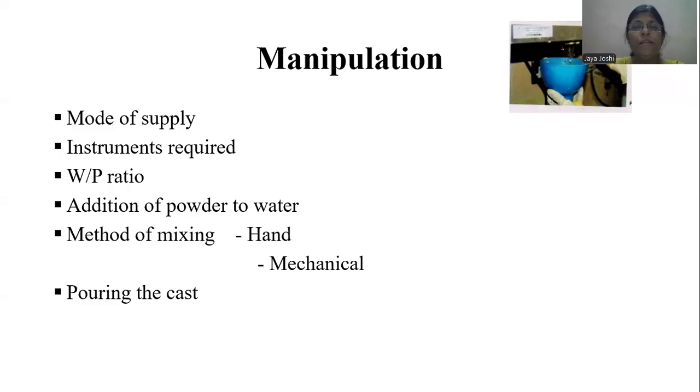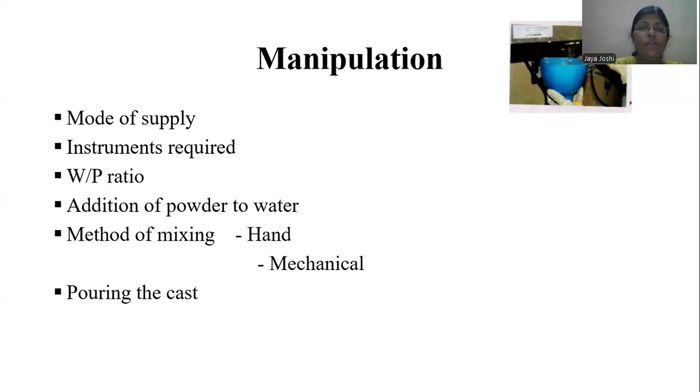Hello, friends. Now, this is the second part of gypsum products. In the first part, we have seen different types of gypsum products, the calcination process, the setting reaction, factors affecting setting, and how to measure the initial as well as final setting time. Now, in this, we will see the manipulation as well as the properties with some other things regarding gypsum products.